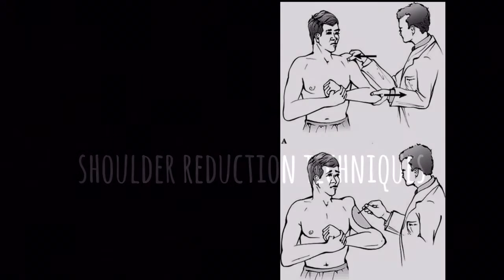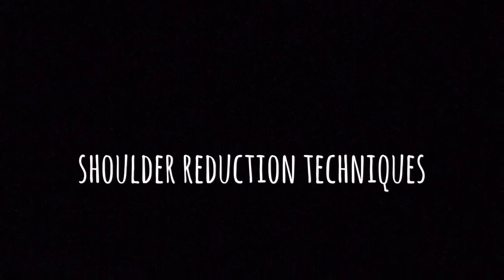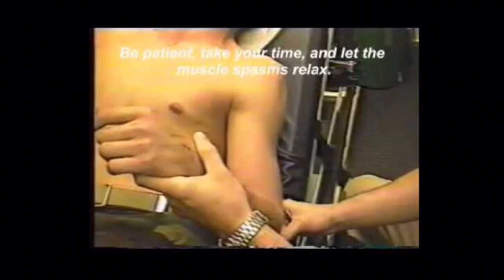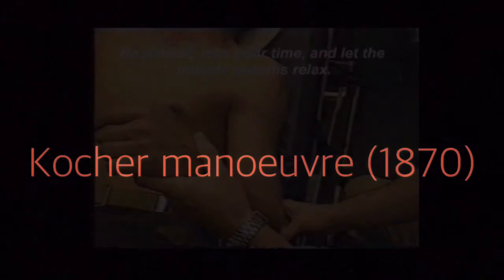We will now demonstrate the various closed reduction methods for anterior shoulder dislocation. Remember, the most important aspect of reduction is relaxation of the shoulder musculature. This is done with brief shoulder massage before the reduction is performed.